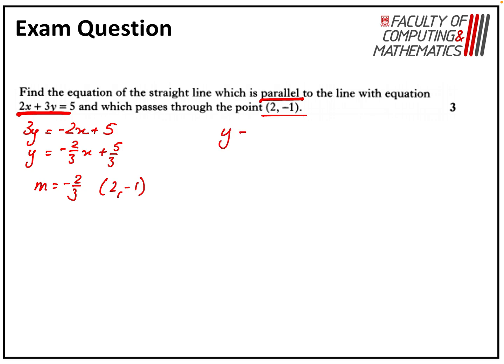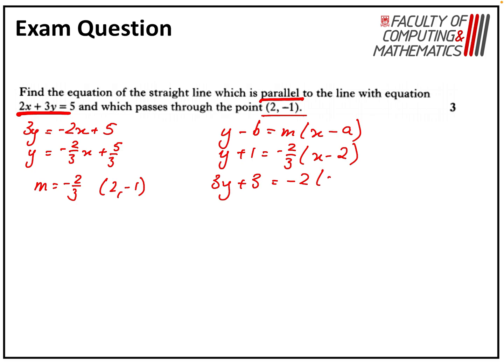So I'm going to sub both of them into y minus b is equal to m bracket x minus a. And I would get y plus 1 is equal to minus 2/3 x minus 2. Multiply out your fraction, so 3y plus 3 is equal to negative 2x minus 2. Multiply out your brackets on the right hand side, minus 2x plus 4, and then tidy it up. 2x plus 3y, I would get minus 1 is equal to 0 for 3 marks. Okay?